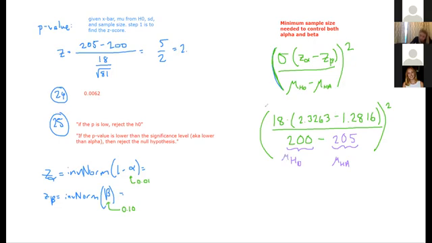This is not yet right. What mistake did I make in this formula? Should it be plus 1.2816? It should. Yes, because Z beta was negative 1.28. So this is minus negative 1.2816, and as a result, that makes that positive. If we punch this all in: 18 times 2.3263 plus 1.2816, divided by 5, squared.